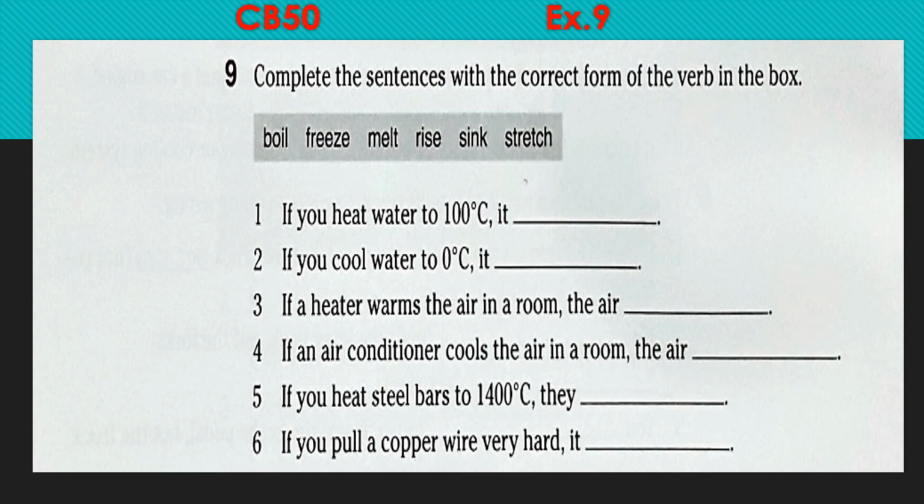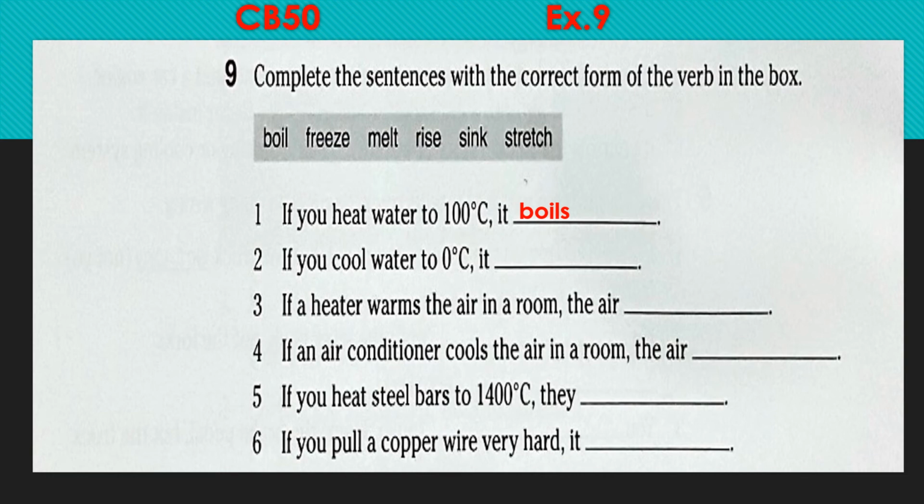Complete the sentences with the correct form of the verb in the box. We have the verb boil, freeze, melt, rise, sink, and stretch. Okay, we notice that all the sentences start with if, and if you remember, we can use the present simple in both parts of the sentence. Let's look at the first one as an example. If you heat water to 100 degrees centigrade, it boils. Don't forget that we added an S because we have it here. So it is a singular word, that's why we added an S to the verb.